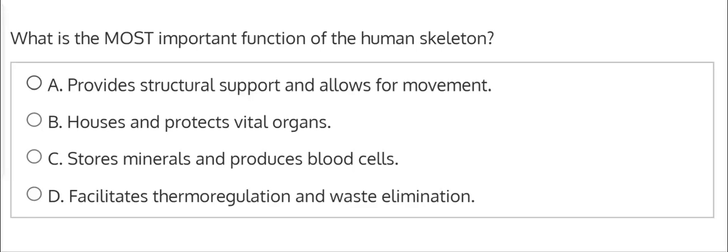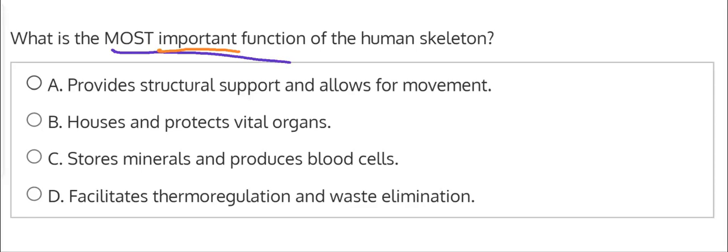What is the most important function of the human skeleton? So when it says most important function, note that there might be an important function also in here, but when we see most important, we want to think of the overall idea. So when you hear skeletal system, this is what you think of, the main overall purpose of the skeletal system.